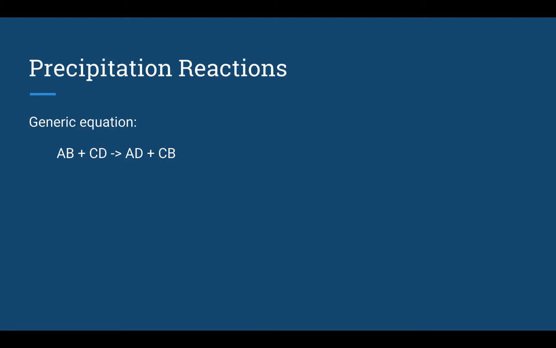And so for this to actually be a precipitation reaction, one thing that's not shown is that either AD or CB needs to be a solid. Okay, so AB and CD would have to be aqueous or dissolved. And what's going to happen is they're going to produce a solid. One of these compounds that gets produced over here on the product side will not be soluble.